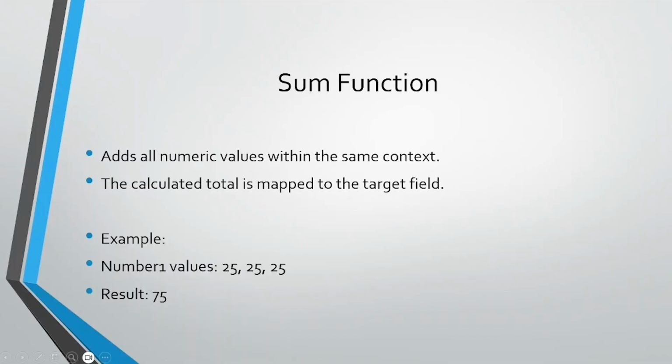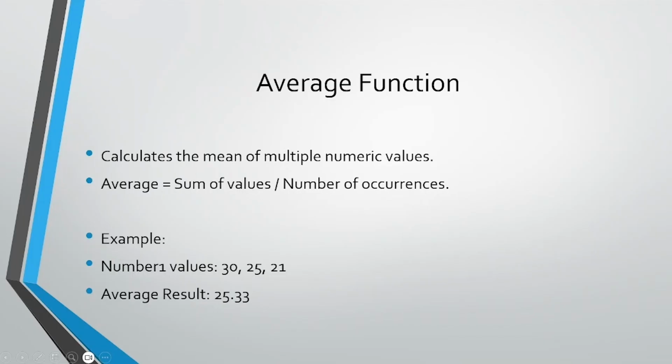So our first one is the sum function. The sum function calculates the total of numeric values present in the same context. It takes multiple values from the source element, adds them together and maps the final total to the target field. In this example, the values inside the number 1 elements are summed together and the calculated total is mapped to the result element.